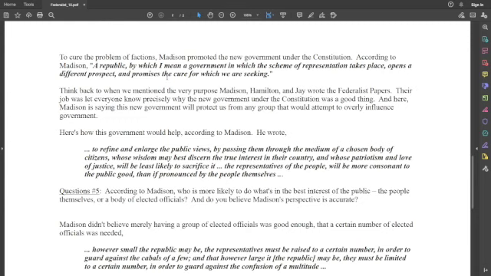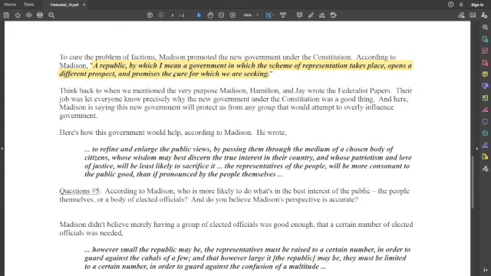And he says, here's what we're going to do. He says a republic, by which I mean the government, the scheme of representation takes place, opens a different prospect and promises the cure that we're seeking. Okay? This is a republic. That's the cure for the problem. All right? A republic, remember, a republic is where we elect people to make decisions for us. Ooh. All right?